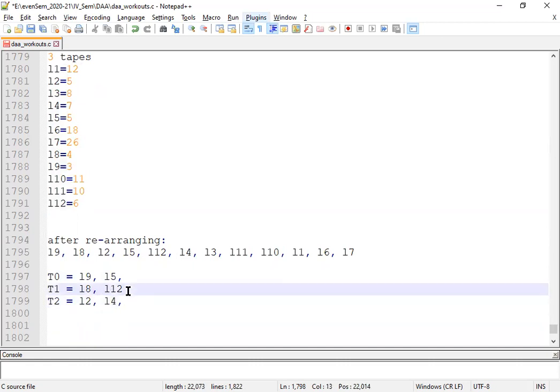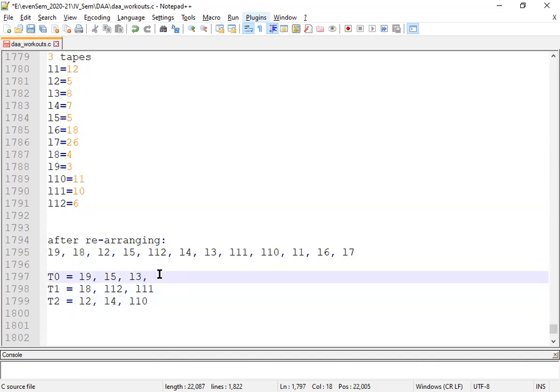Okay. Next, after L4, L3, that L3 will again be stored on T0. So L3. Then we get L11 and then L10. Then again, L6 will be on T0 and then L7 on T1.